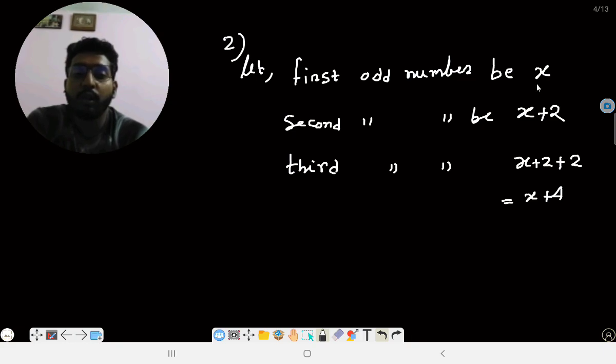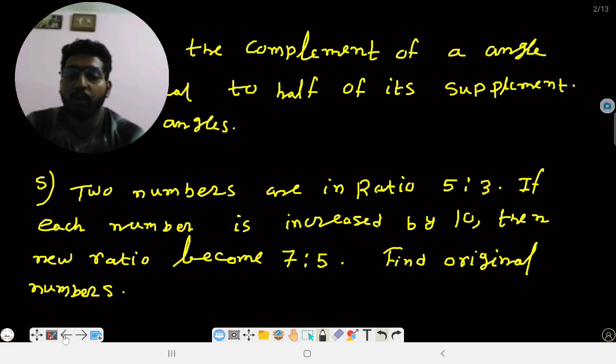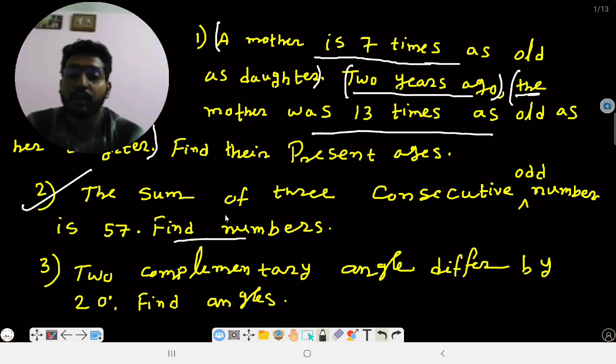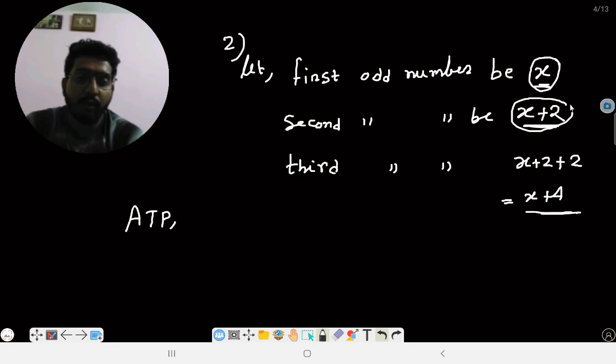So here the first odd number is x. The next odd number is x plus 2. Again add 2, we'll get the third odd number. That means the three odd numbers are: one is x, one is x plus 2, another is x plus 4. Okay, so we got the three odd numbers. Now it is given the sum of the three odd numbers is 57. So according to the problem, the sum of the first odd number, second odd number, and third odd number will be 57.